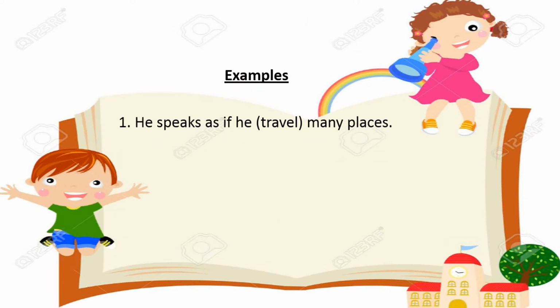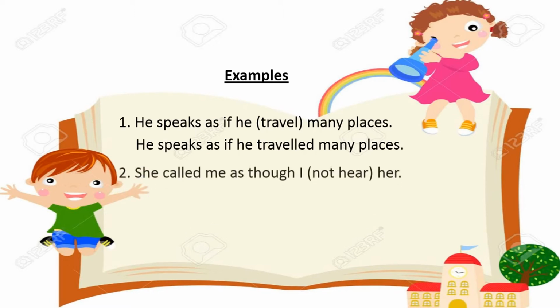Rule number 26, example number 1. He speaks as if he travel many places. So from the clue we know as if, the first part of as if, he speaks, that means present indefinite tense. Then the next part will be past indefinite tense. So the answer will be: he speaks as if he traveled many places.